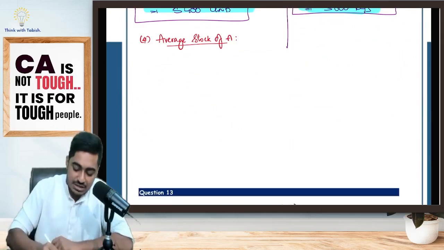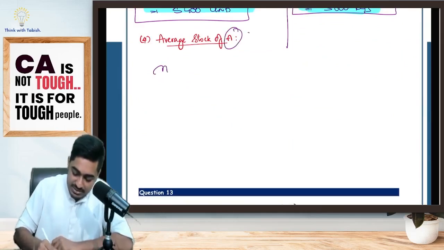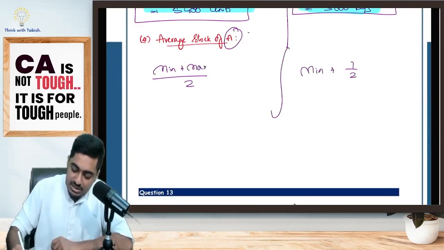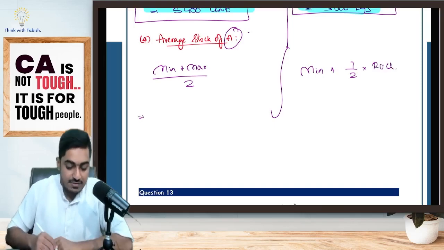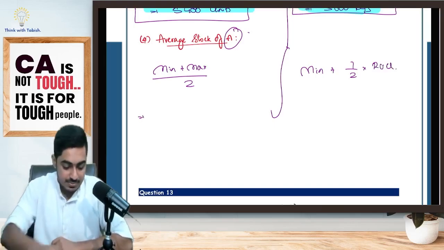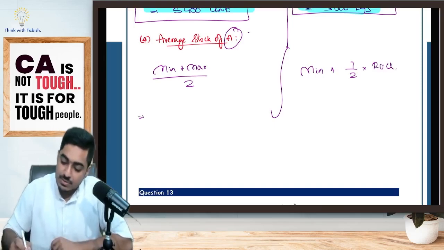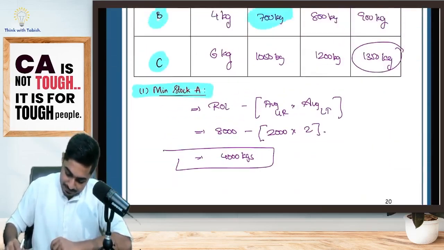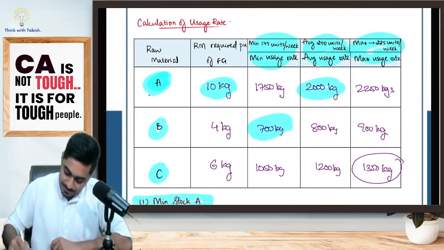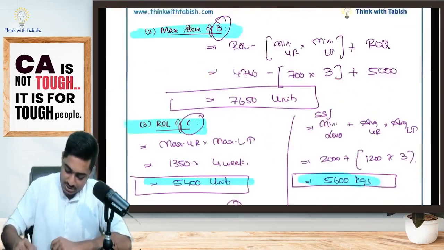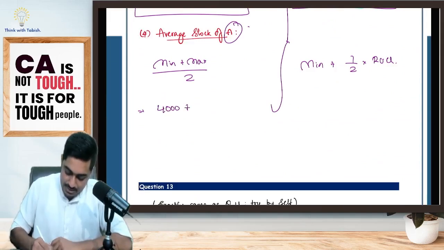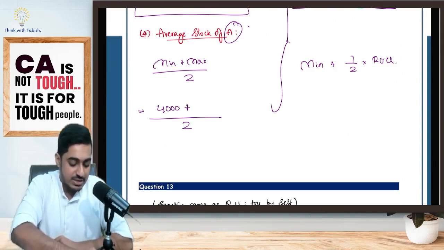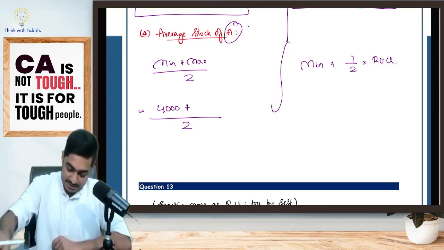Okay, perfect. Average stock, what is the formula of average stock of A? It is minimum plus maximum divided by 2 or minimum plus half of reorder quantity. What is the minimum stock of A? Did I calculate it? Wait a minute. Yes, I have calculated. It is 4000 kg. Maximum stock of A, did I calculate it anywhere? No, I did not. That means right now I'll have to calculate maximum stock of A.